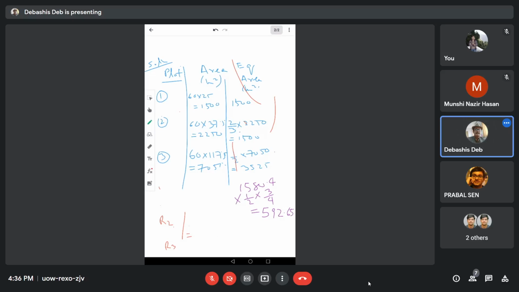Okay. Then total equivalent area, just summation of all. Then total equivalent area equal to 1, 2, 3, R1, R2, R3, summation of 6 figures.